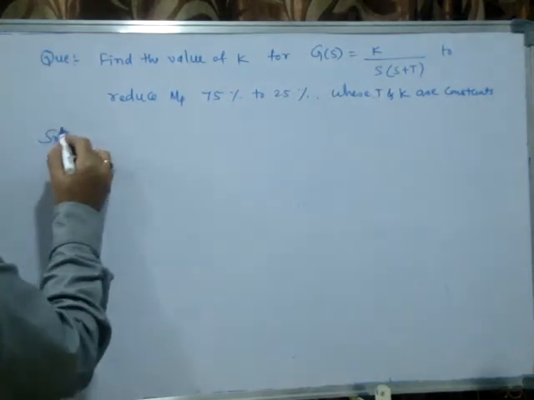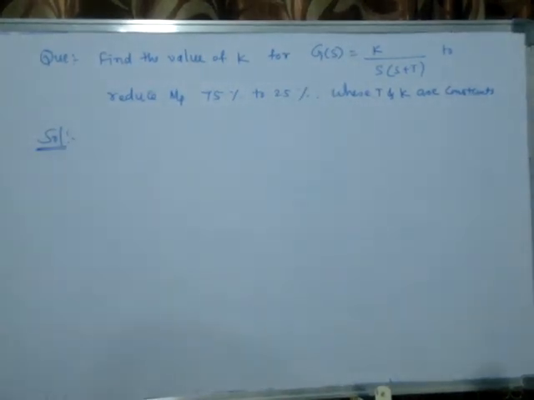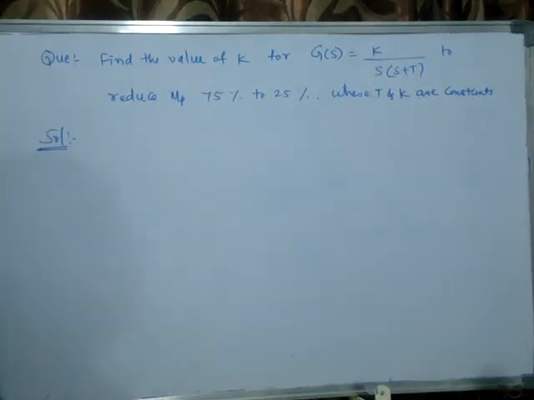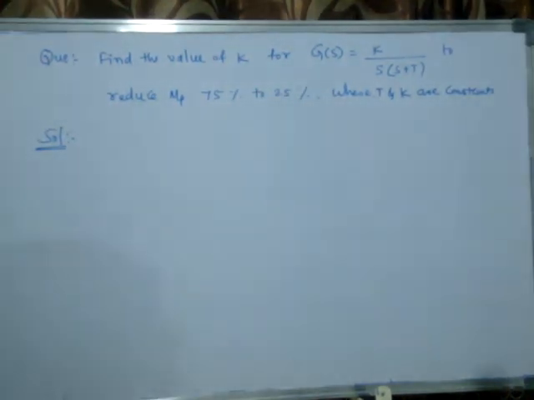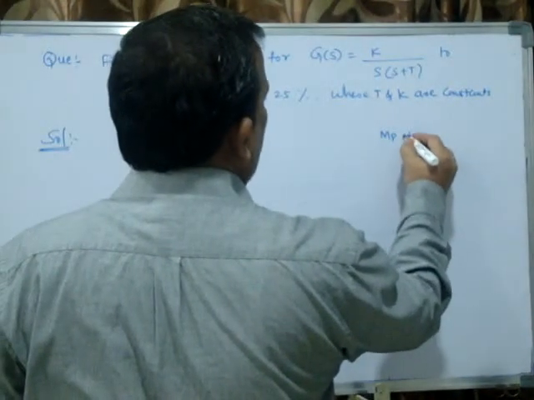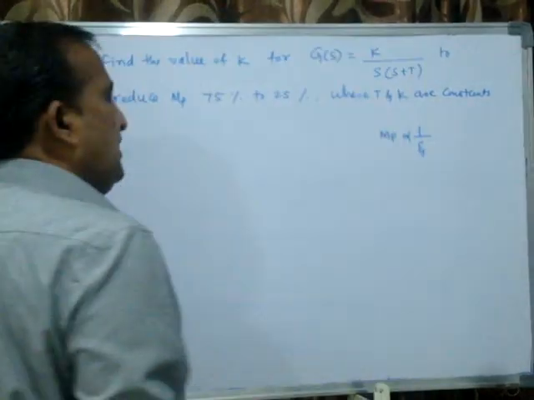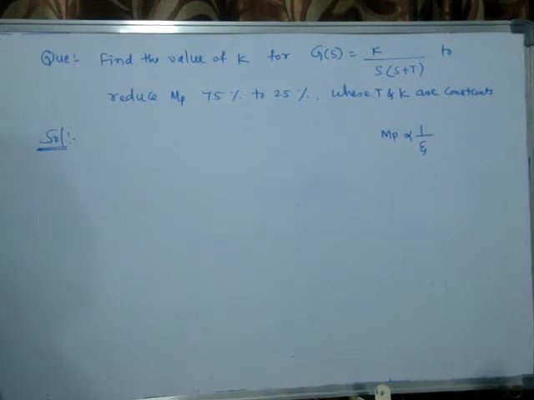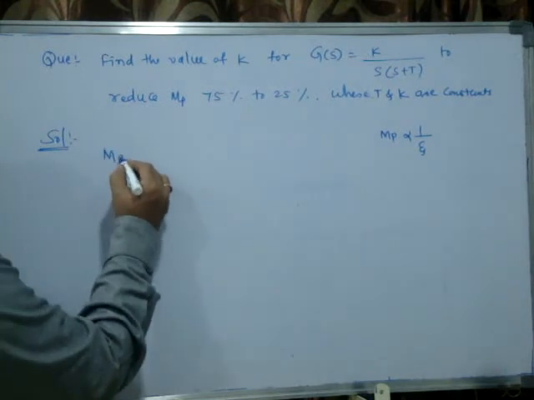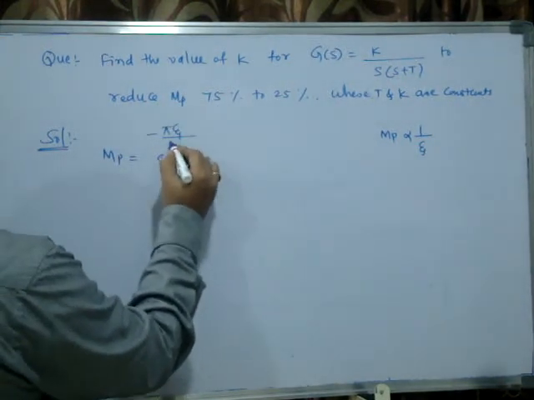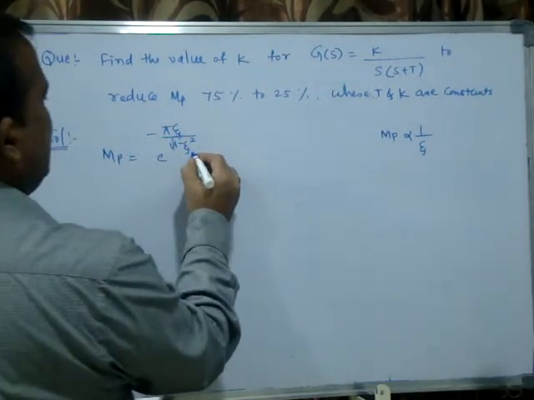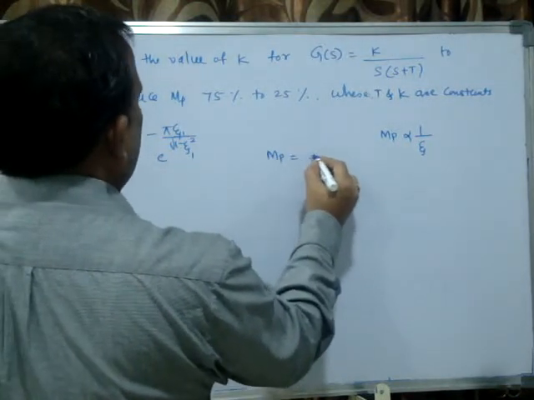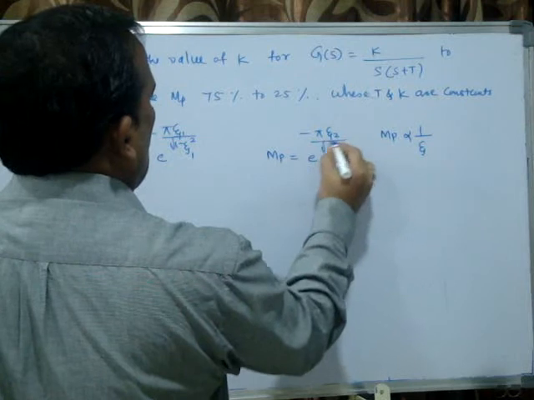Okay, solution. Here MP is given, so first I will apply the formula for MP. Two MPs are given. Initially MP is high, now I want to reduce it. You know that MP is inversely proportional to zeta. When zeta increases, definitely MP decreases, from the formula. So now I'll apply MP is equal to e to the power of minus pi zeta by root of 1 minus zeta square. I'll take this MP for zeta 1 and one more MP for zeta 2.